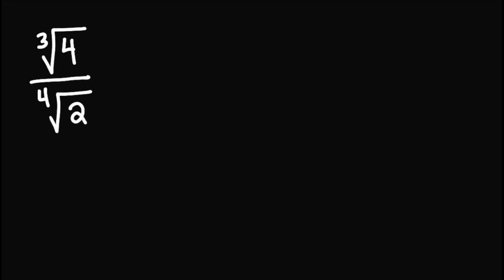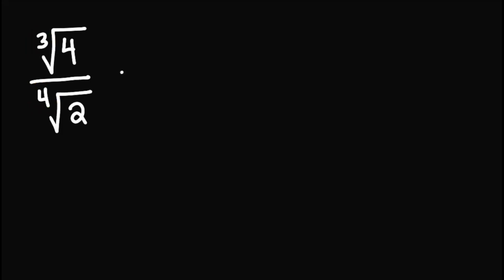So far, our examples are only dealing with dividing radicals with the same indices. What if we have different indices? Let's have the cube root of 4 over the fourth root of 2. So how do we deal with this one? Well, the technique is we try to make these indices the same, similar to how we did in multiplying radicals.